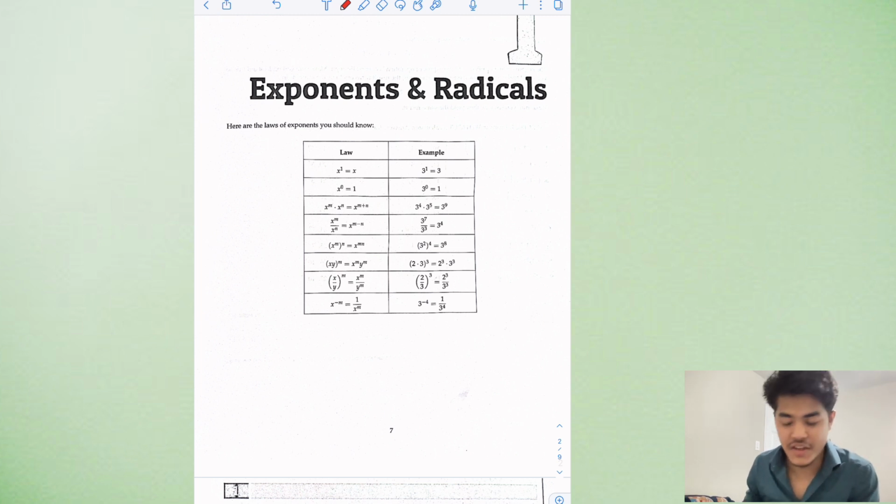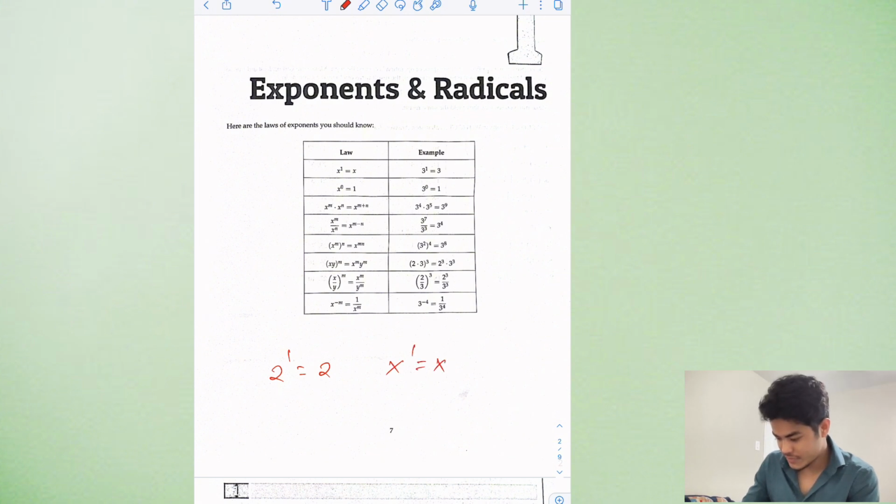Law number 1 says that anything raised to 1 is itself. For example, 2 raised to 1 is itself, which means it's 2, and x raised to 1 is nothing but x. And anything raised to 0 is always equal to 1. For example, 1000 raised to 0 is always 1. Any number a raised to 0 is always 1.